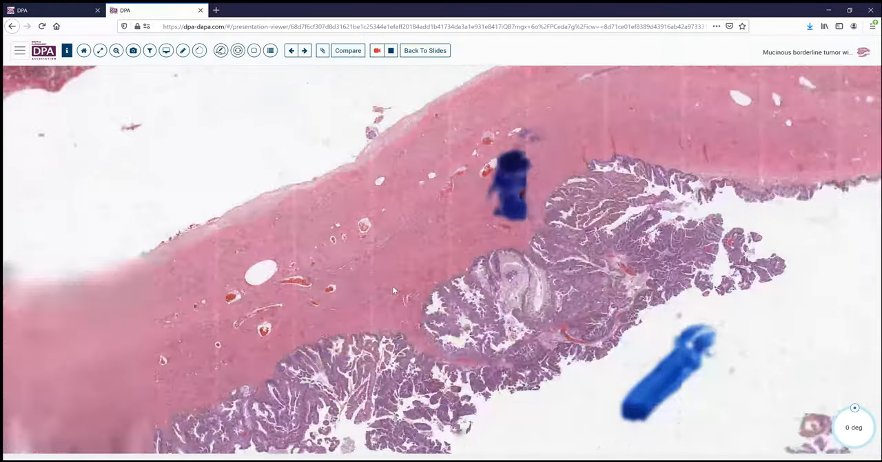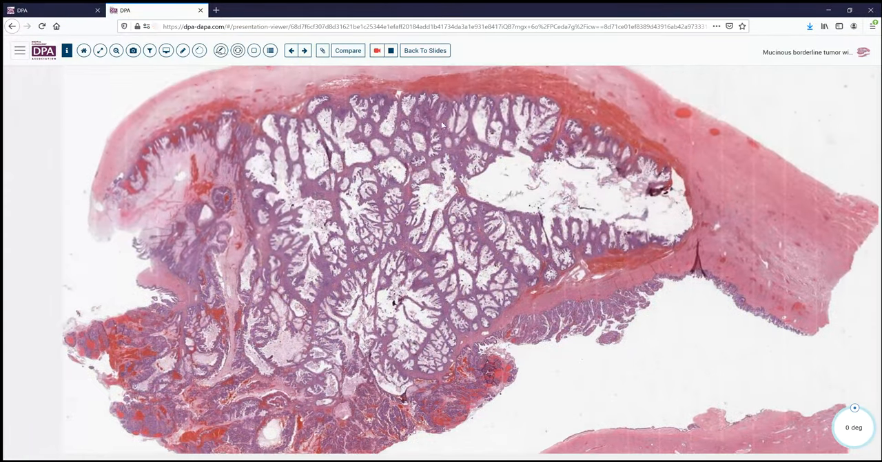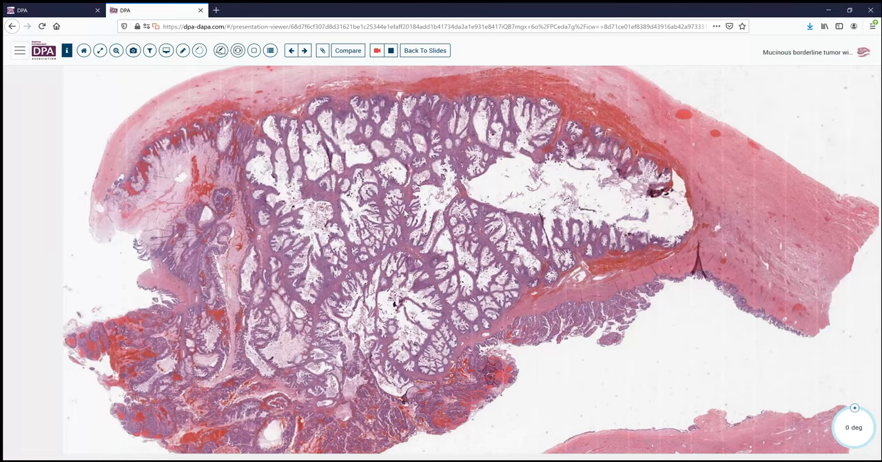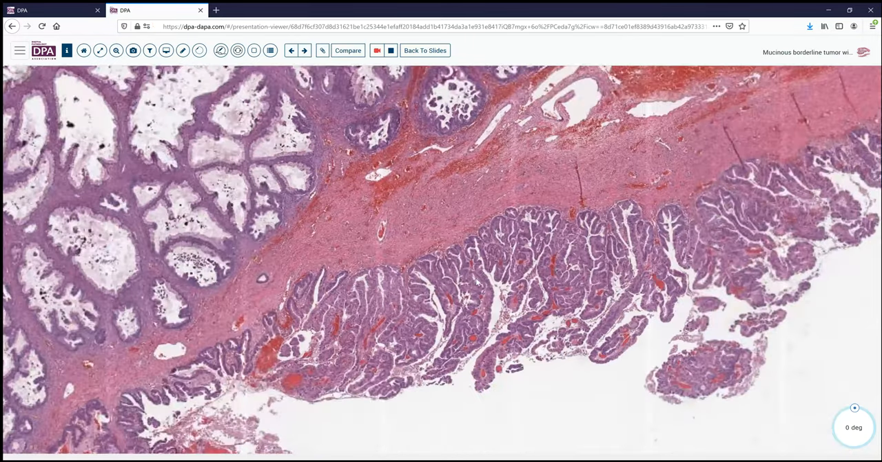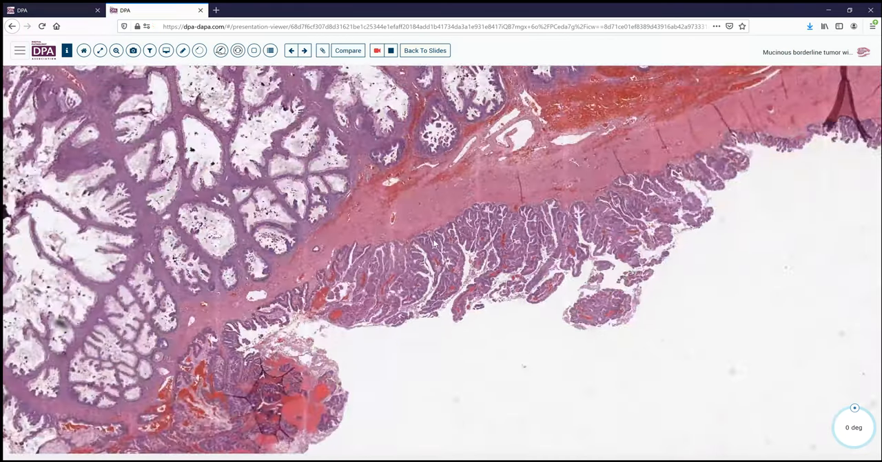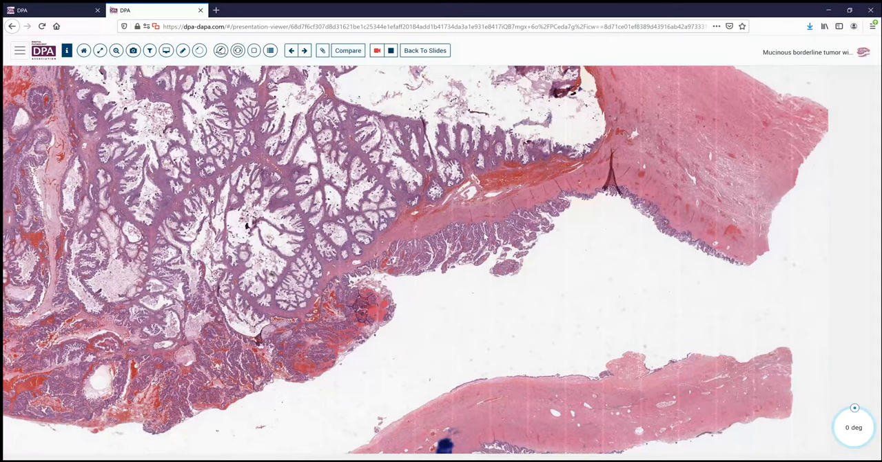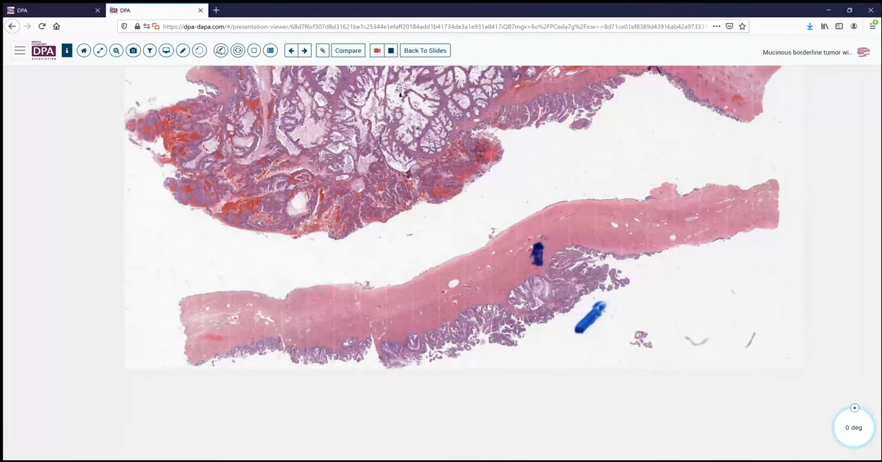Now, admittedly, this is growing out of a tissue where we had essentially borderline appearance. But here again, in an area like this, we could see that this type of pattern is likely going to be pushing invasion, or at least intraepithelial carcinoma. This diagnosis of pushing invasion is a challenging one, and one that should be made with caution.